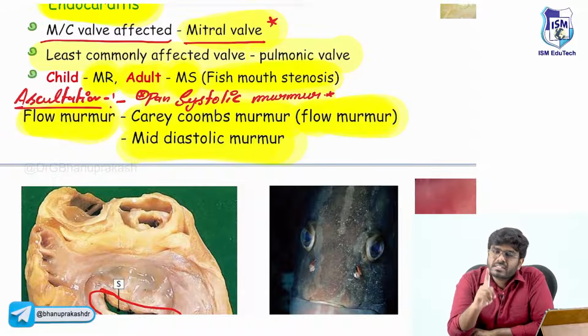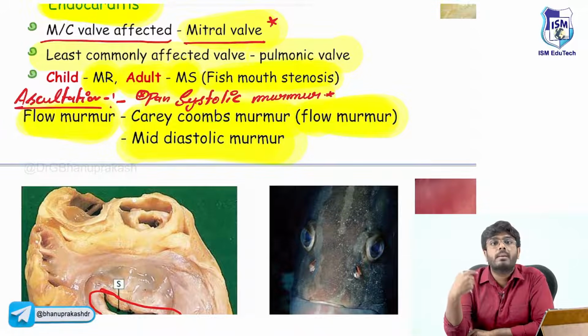So there is a pan-systolic murmur because of the mitral regurgitation, and because of the backflow of blood there is also a Carey-Coombs murmur, which is a mid-diastolic murmur. In many of the exams this question was asked: Carey-Coombs murmur is seen in rheumatic heart disease, is it a systolic or diastolic murmur? It's a diastolic murmur, sir, a mid-diastolic murmur. That's the best option.